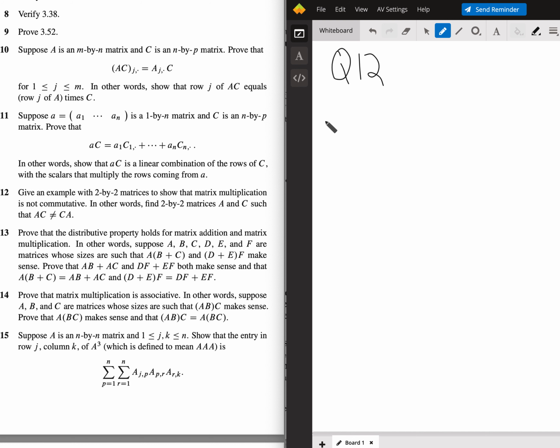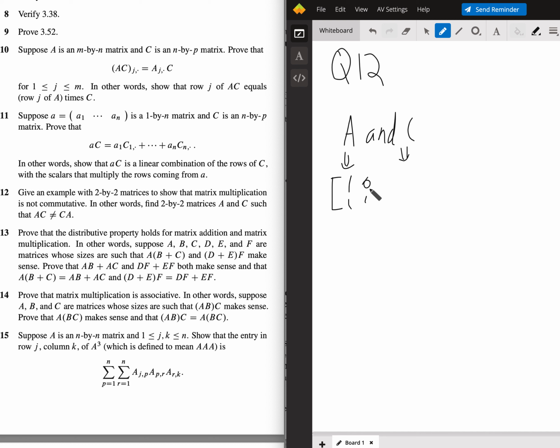My goal here is to go through the ideas, not necessarily do all the problems exactly, right? I want to show with 2 by 2 matrices that matrix multiplication is not commutative. So I'm going to find 2 matrices A and C such that AC does not equal CA. This doesn't seem difficult because matrix multiplication in general is not commutative. This is just a known fact, right?